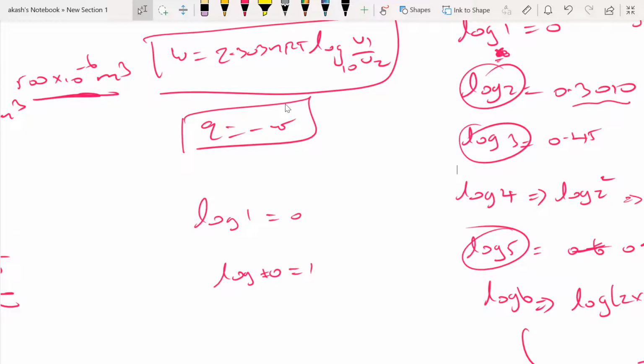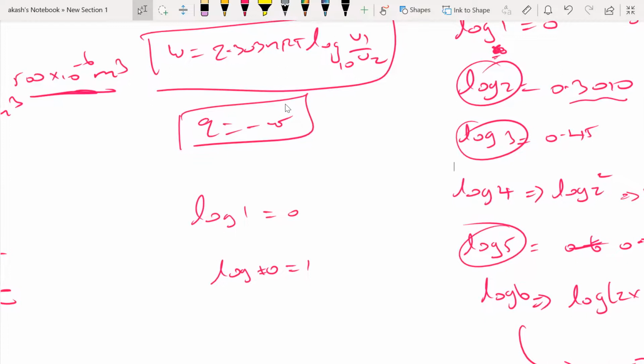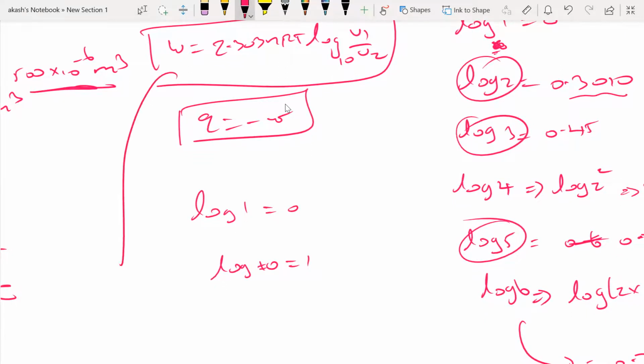Sir, is it approximately 52? 52, I don't know, I'll check. Right. So we have to use this formula. That's it, right? So W first, I can calculate 2.303, number of moles of gas is 1.